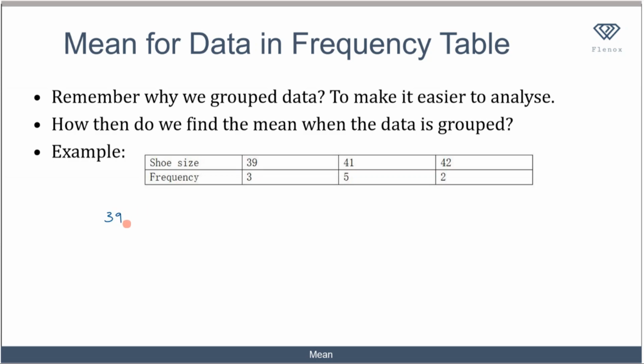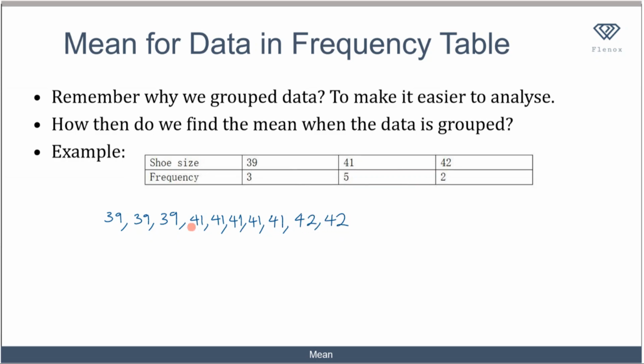So 3 students use 39. So the first uses 39, the second uses 39, and the third uses 39. 5 students use 41, so I write 41 out 5 times: 1, 2, 3, 4, 5. And 2 people use 42, so I write 42 twice.